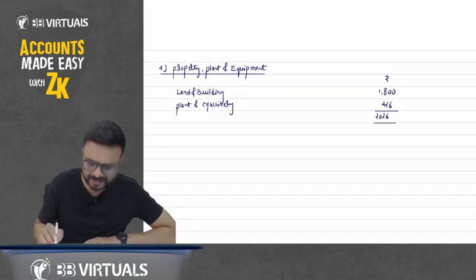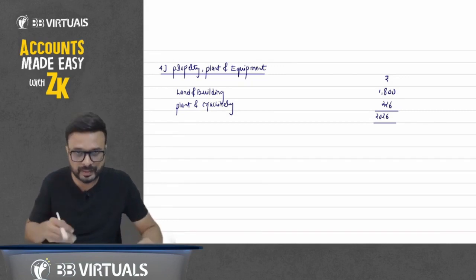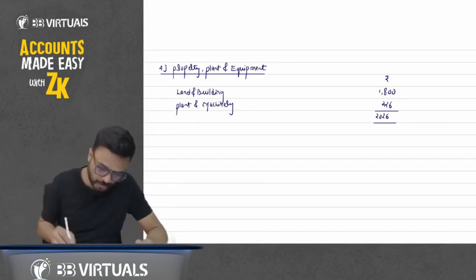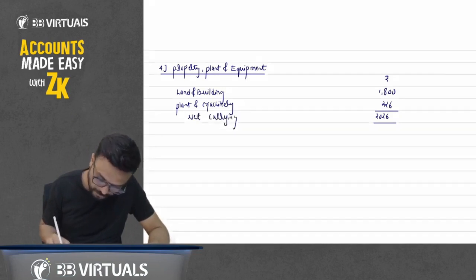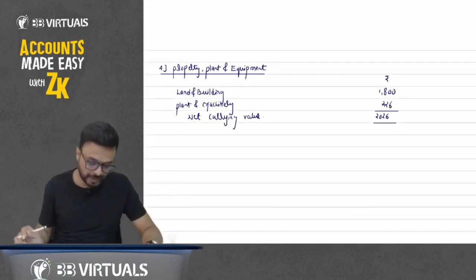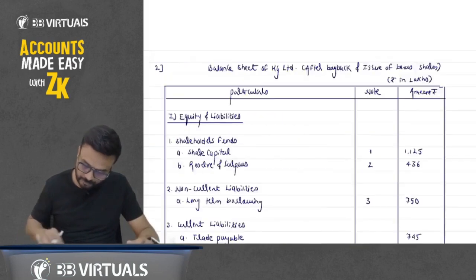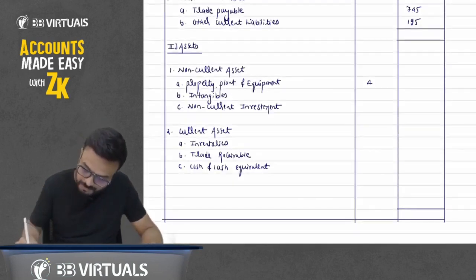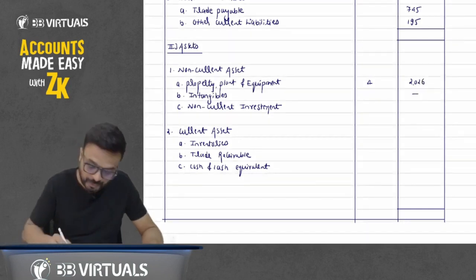Net carrying amount means it is not gross, it is after the adjustment of depreciation, that's why they are using net. Carrying means book value. So write down here net carrying amount, that is 2026. Write it down in the balance sheet, 2026. There is no intangible asset here in the question.